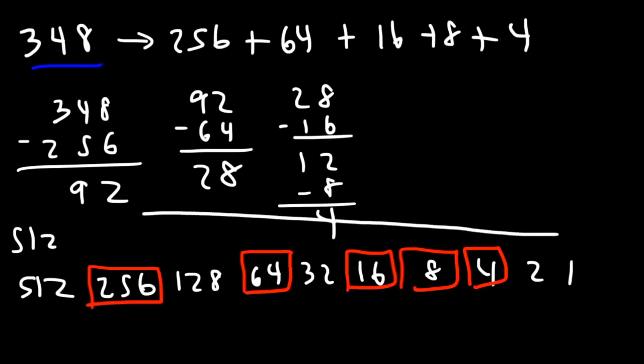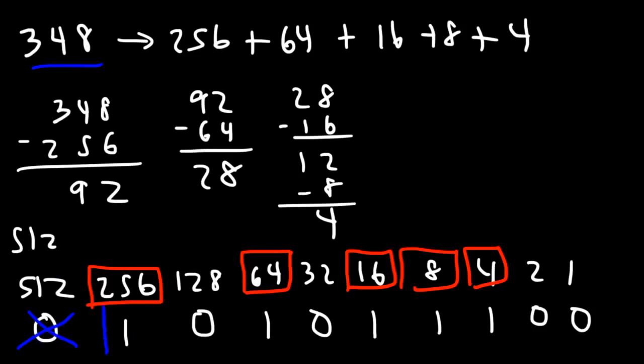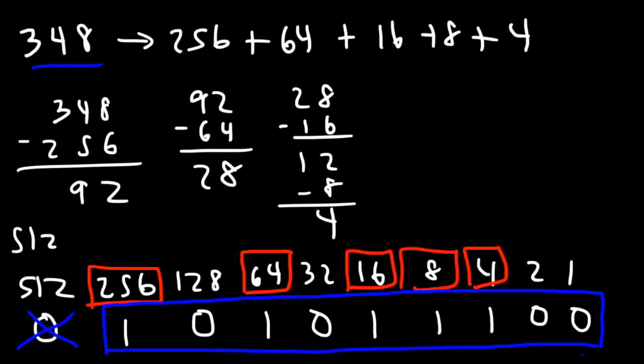Now let me bring your attention back to the bottom. So every number that we use, every number that is highlighted in red, replace it with a 1. Every other number that we didn't use, replace it with a 0. And so that's another way in which you can convert a decimal number into a binary number. Now, any zeros to the far left are insignificant, so we don't need this 0. So our answer starts from here. And this is the binary number that we had in the beginning. 101011100. And so that's another way in which you can convert a decimal number into a binary number using subtraction.